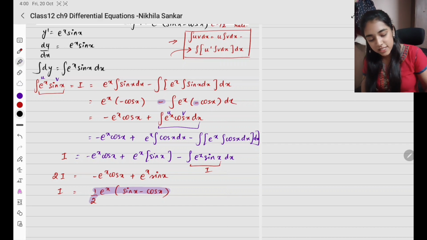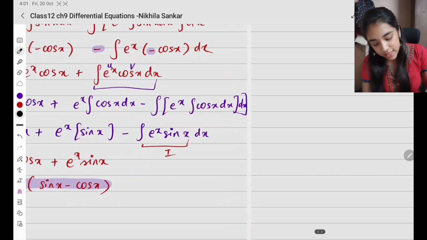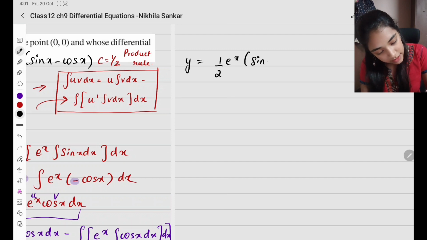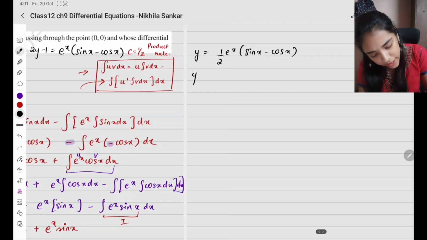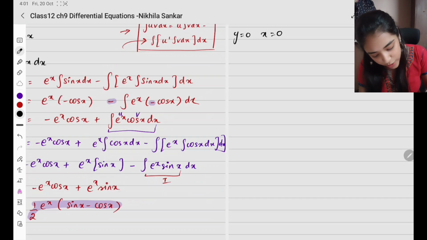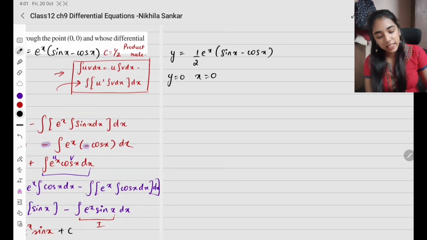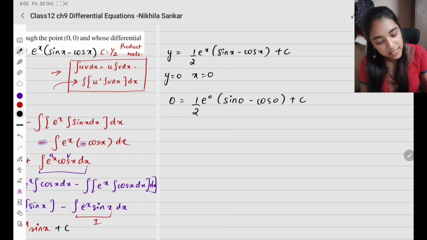Okay, now your final answer, your general solution is going to be, so your general solution y equals, what have you found out? Half e to the x times sin x minus cos x. Simple. இப்போ y க்கும் x க்கும் வேல்யூ கொடுத்திருக்கானா, y equals 0, x equals 0, plus c எங்க விட்டுட்டீங்க? Plus c has to be here, plus c. Don't forget the integration constant. So இந்த இடத்துல plus c போட்டா value substitute பண்ணலாமா? 0 equals half e to 0 times sin 0 minus cos 0 plus c.